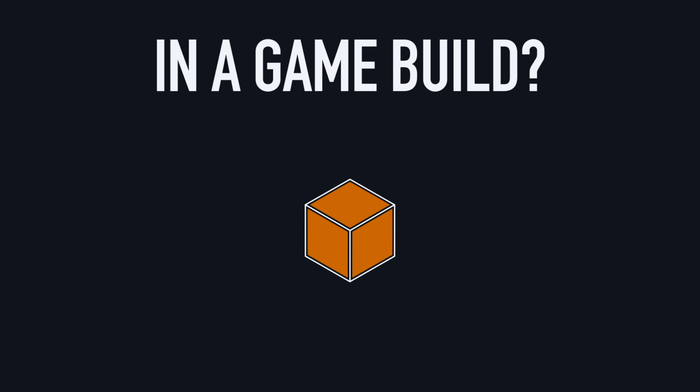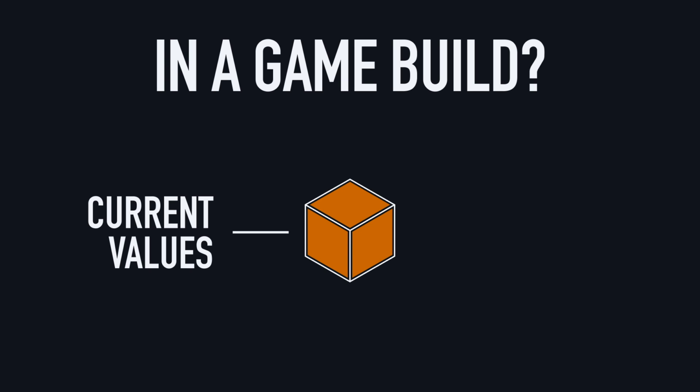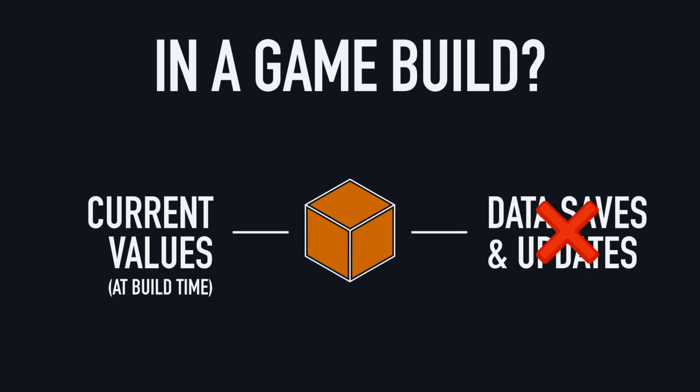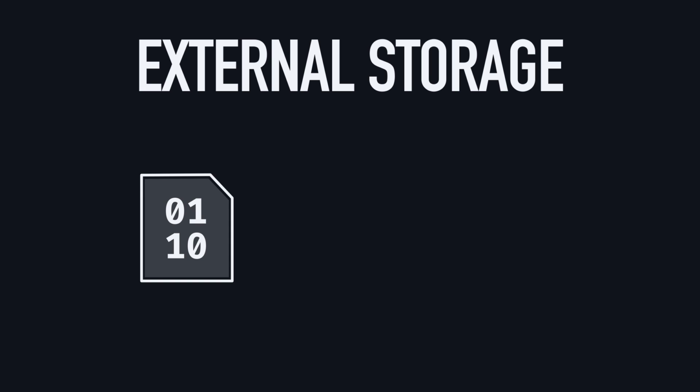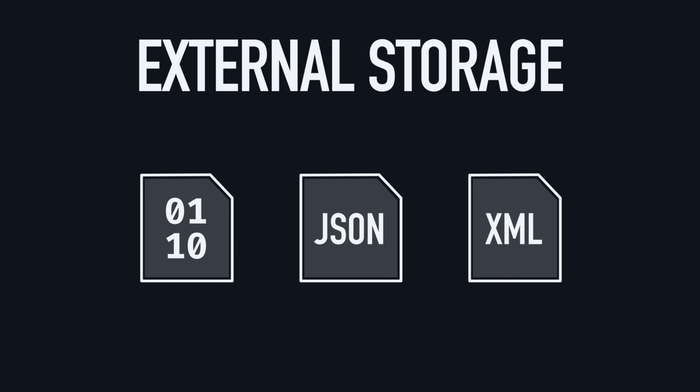In a game build, you'll be able to get your current values from the scriptable objects, meaning the data they contain at the time of the build, but then they won't update and save modified values in the build version, because they won't be re-serialized. So if you need to get session-wide data in your build games, you'll need to rely on more manual techniques, like binary serialization or JSON and XML files, for example.